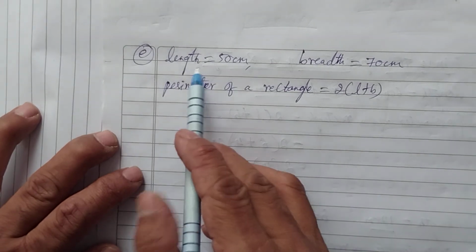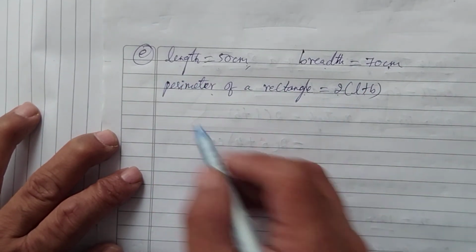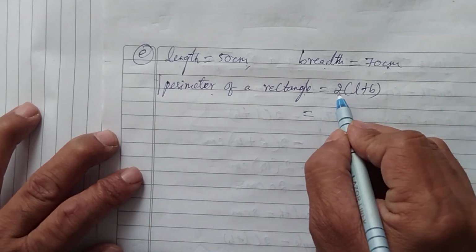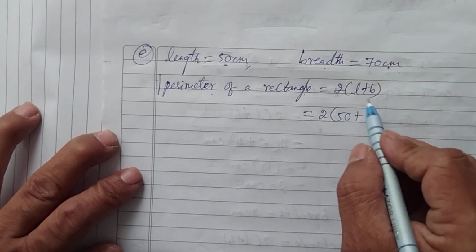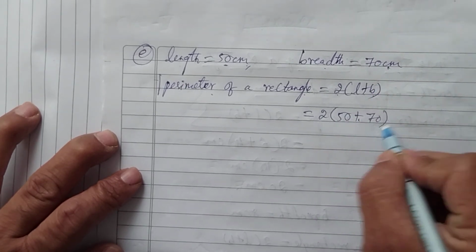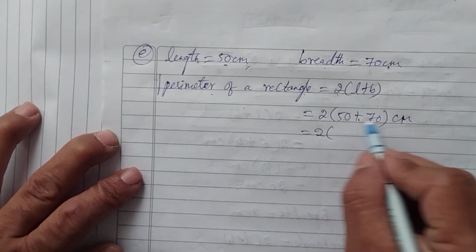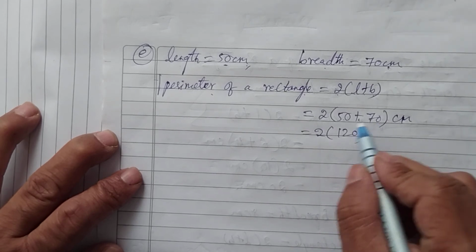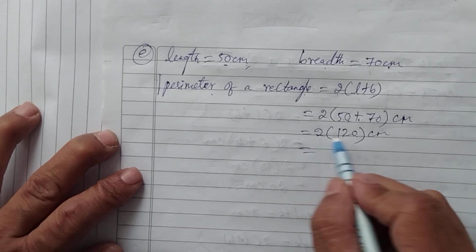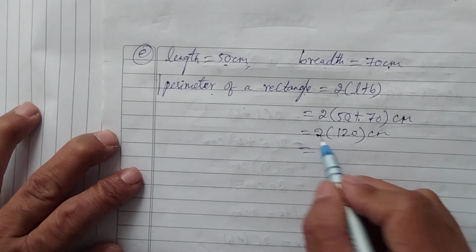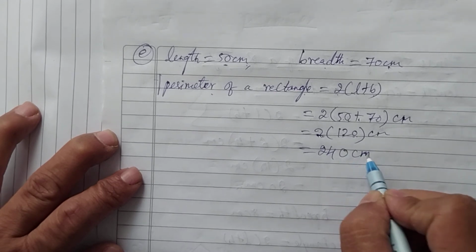Now the next question. Length is 50 centimeter and breadth is 70. Perimeter of a rectangle is equal to 2 into (L plus B). This is the formula. Now 2 as it is. Length 50 centimeter plus breadth 70 centimeter outside. 2 as it is. Add both: 50 plus 70 is 120. 5 plus 7 is 12, and the common 0 we have taken. 12 twos are 24. 2 zeros are 0. 240 centimeter.